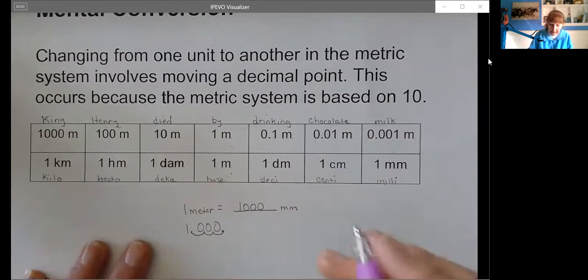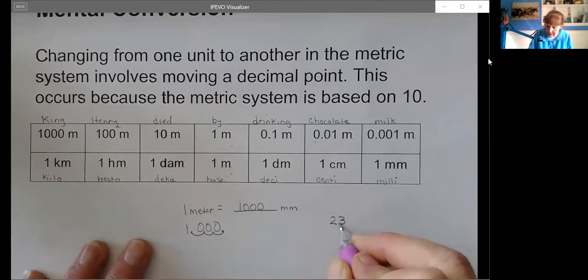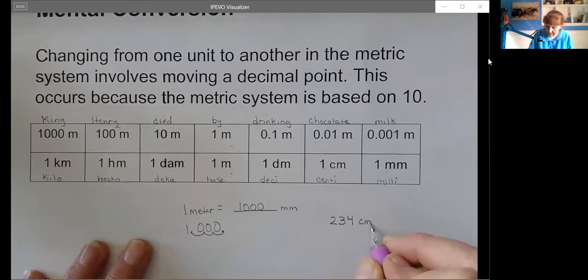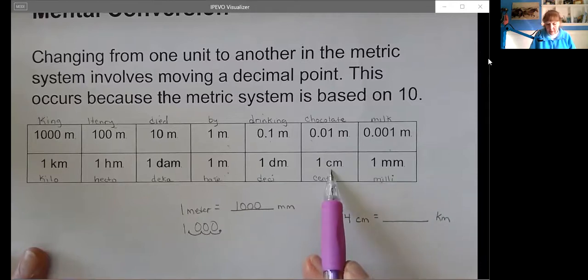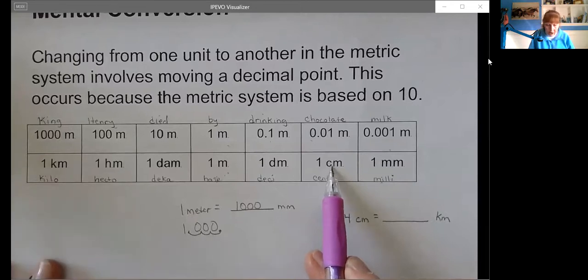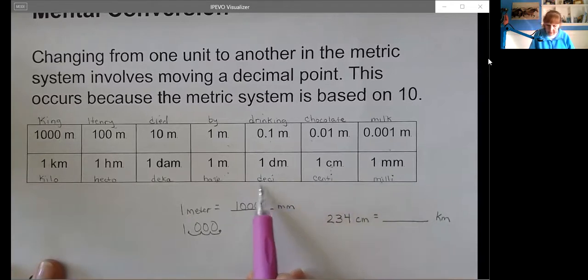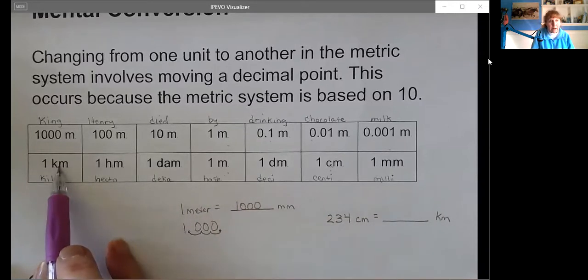Here's another example. Let's say I have 234 centimeters. I want to know how many kilometers that is. So I want to go from a centimeter to a kilometer. Here's my centimeter. To go from here to here, I move to the left. So how many times? 1, 2, 3, 4, 5 to the left.